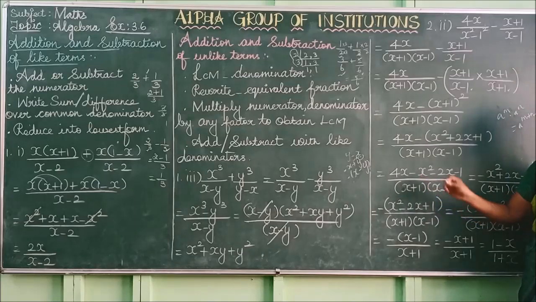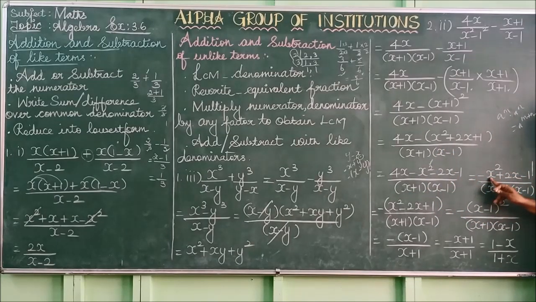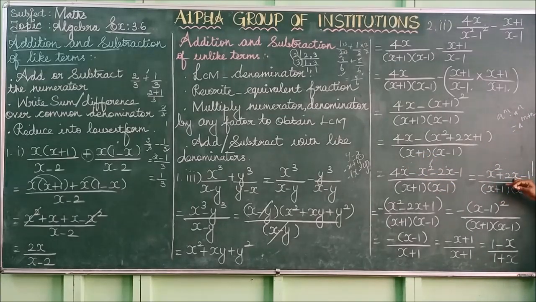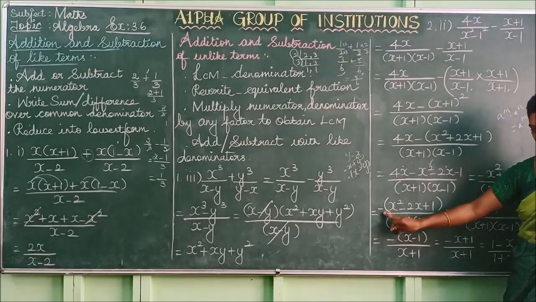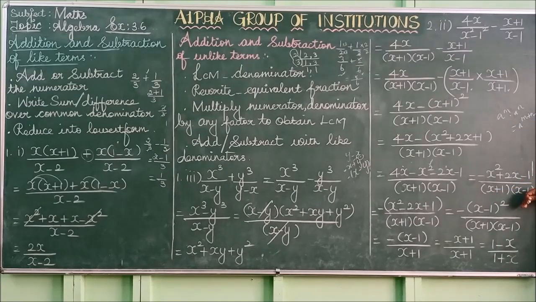Then listen, here x squared is the first value, so you can write minus x squared. Look, 4x minus 2x is plus 2x, then minus 1. Here x squared is negative, so I am taking that minus outside. So what is the value? All get the sign changed: x squared minus 2x plus 1. Then the denominator is x plus 1 into x minus 1.